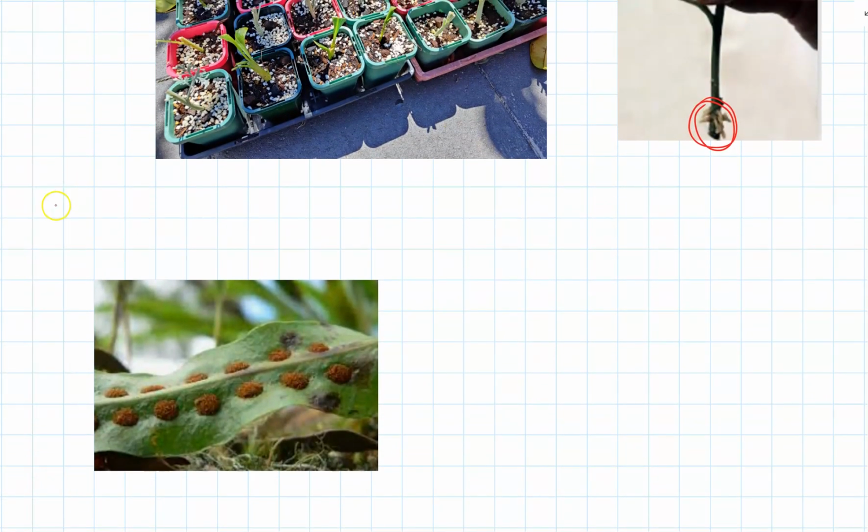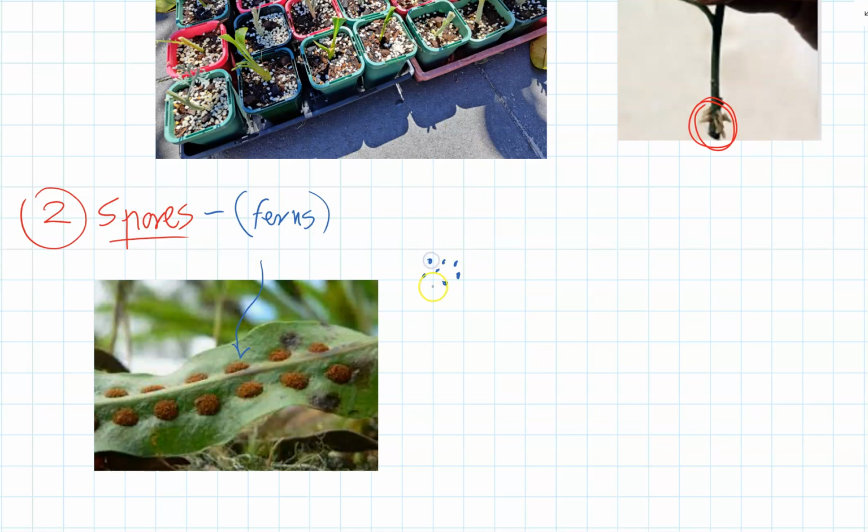Okay, the second method of asexual reproduction is called spores. And the main type of species that do this are ferns. So if you ever look at a fern plant, you can see at a certain time in the year, they have these brown spots on the underside of them. And if you rub your finger across them, it's like a brown powder. And that's because these spots are just made up of a whole lot of spores. And all a spore is, it's just a cell, which then grows into a new plant.